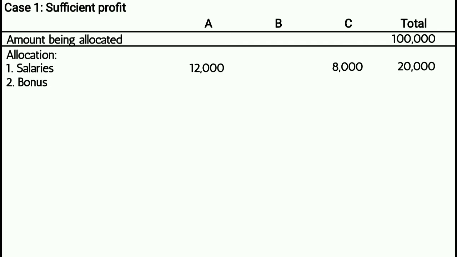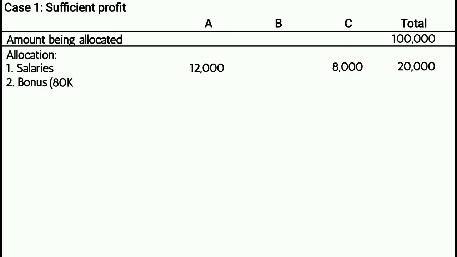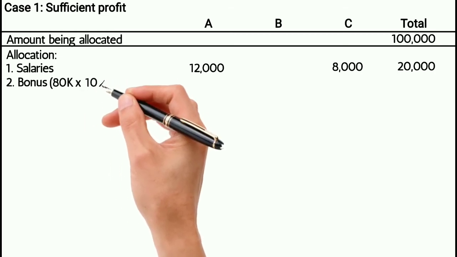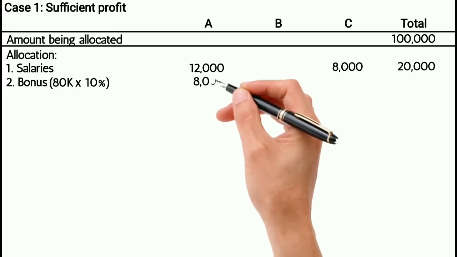Para makompute yung bonus ni A, kailangan muna nating i-compute yung profit after salaries. Ang profit after salaries ay 80,000 pesos. Paano nakuha yung 80,000 pesos? 100,000 pesos minus 20,000 pesos. That is equal to 80,000 pesos. Next, imumultiply natin yung 80,000 pesos sa 10%. 80,000 pesos times 10%, that is equal to 8,000 pesos. At yan yung mapupunta kay A.